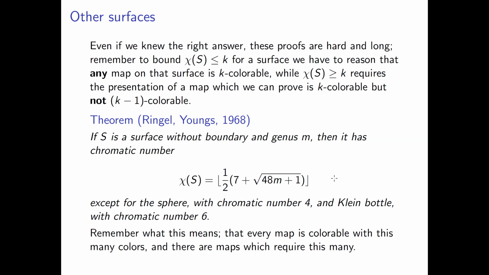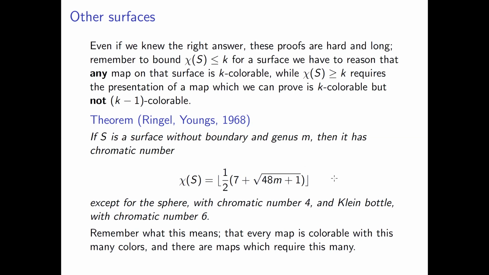The first part of that is pretty easy, right? You present a single map, like we did for the torus. We have to prove that it's k colorable, but we also have to prove that it's not k minus 1 colorable. That can be a lot of work. Just ask the graph theorists about proving that things are not k minus 1 colorable. But it turns out you can do this.